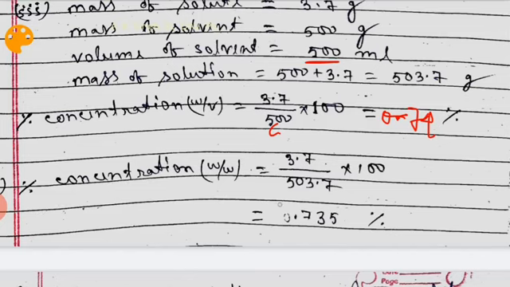Now, other question is percentage concentration W by W. Percentage concentration W by W is equal to mass of solute 3.7 by mass of solution 503.7 into 100. It is equal to 0.735%.